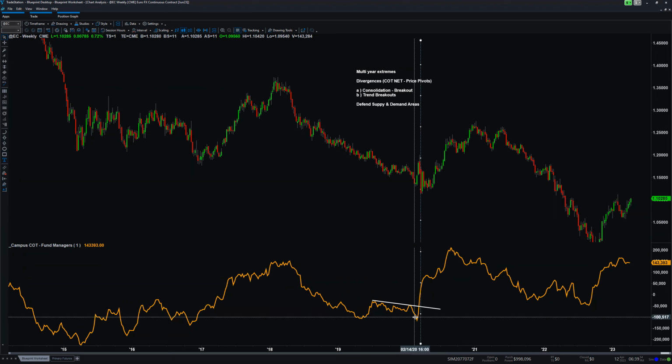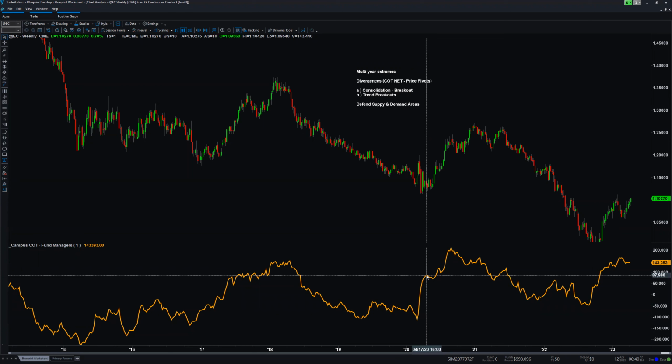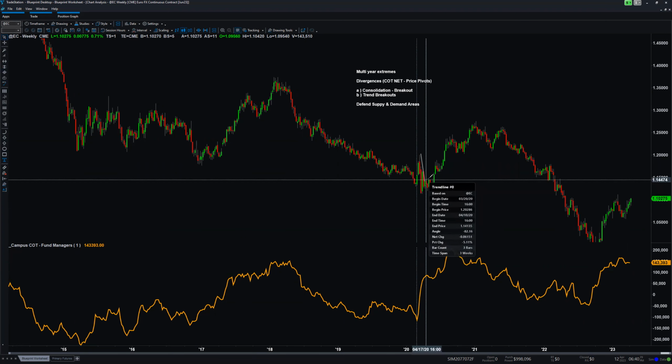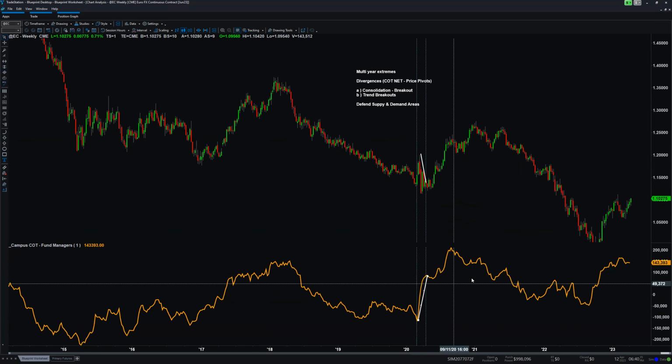So what's also interesting, what you can see here, is what I call a divergence, a proper divergence. If I look at this here, and at this here, what I see is that price is actually lower, from high to high, but the non-commercials are higher.